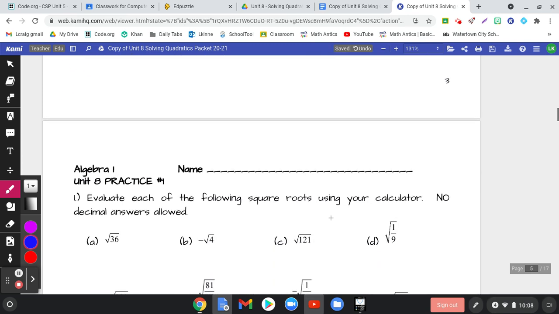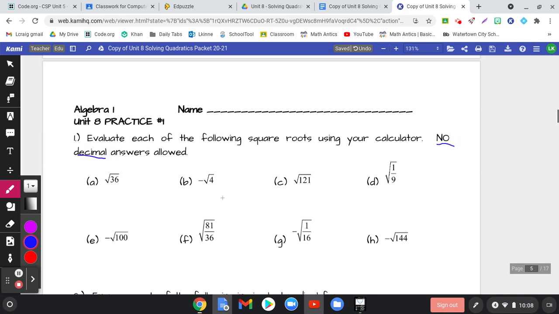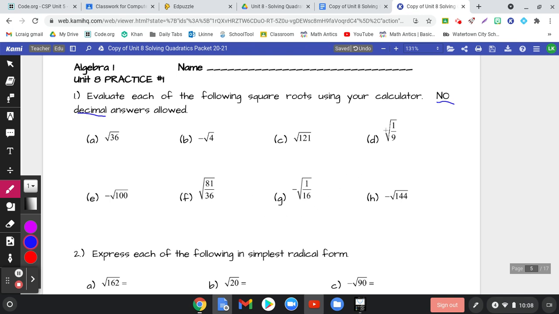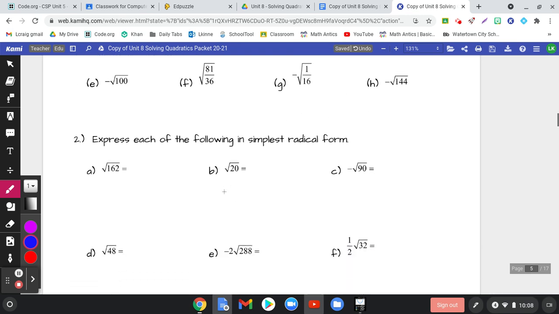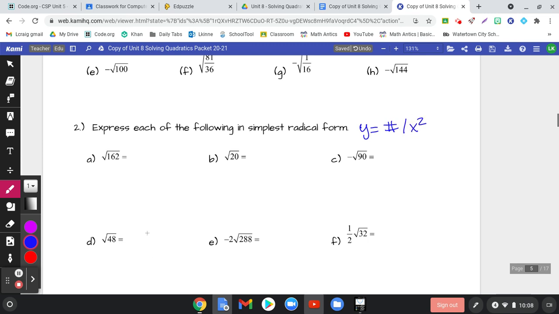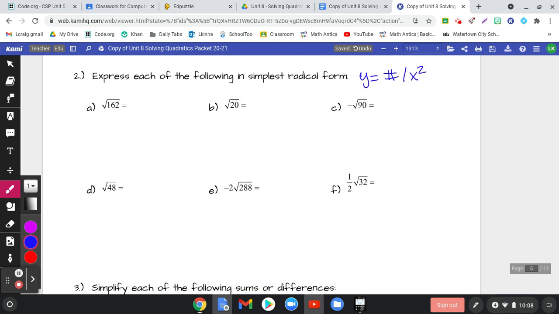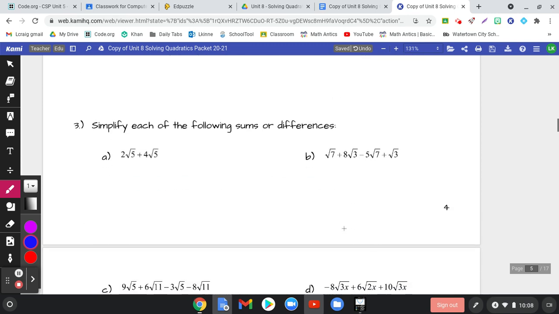You do have some practice on page 4. It does say no decimal answers. So basically, you're going to put the square root in. If you get a decimal, hit math, enter, enter. For these, you're going to want to simplify. So you can either do y equals and then the number divided by x squared, or you can simplify it by hand. I do notice a couple repeats in here, so you might be able to find them from your notes. And then at the bottom, just combining a couple.